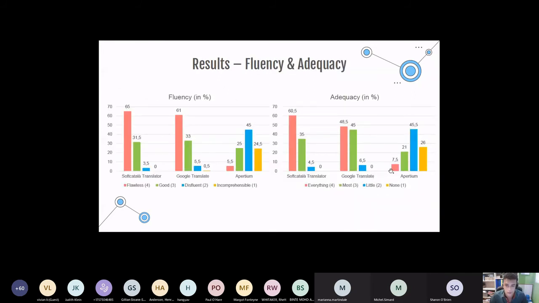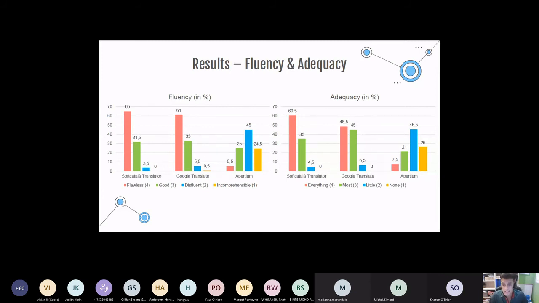Then in terms of fluency and adequacy, we can see that in fluency, Softcatalà translator is in the first place too, and Google Translate in the second place. There's a difference from 65% to 61%, while Apertium, which is a rule-based machine translation system, lags really behind with these fluent and some incomprehensible evaluations. That means that it's way behind Softcatalà translator and Google Translate.